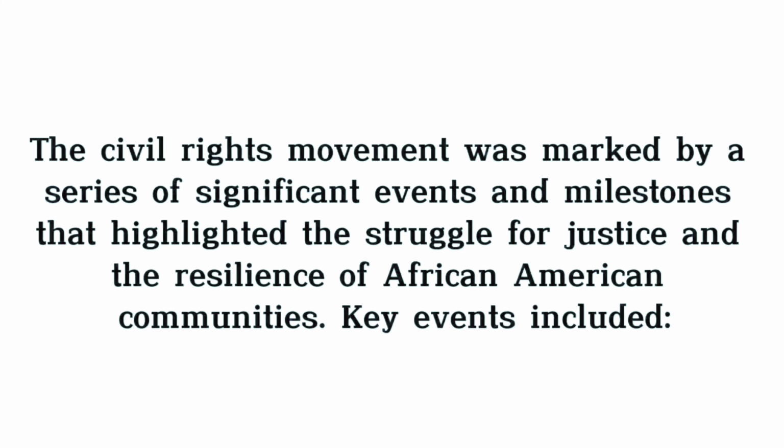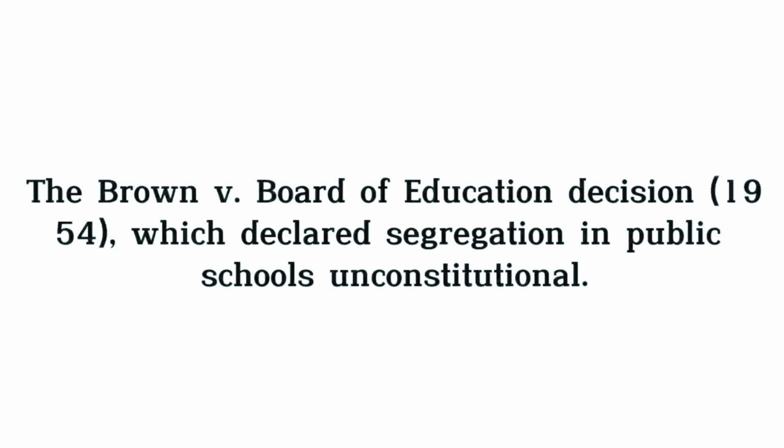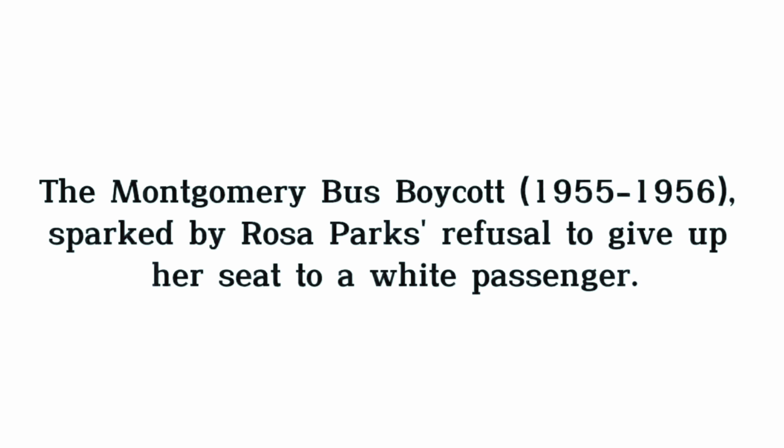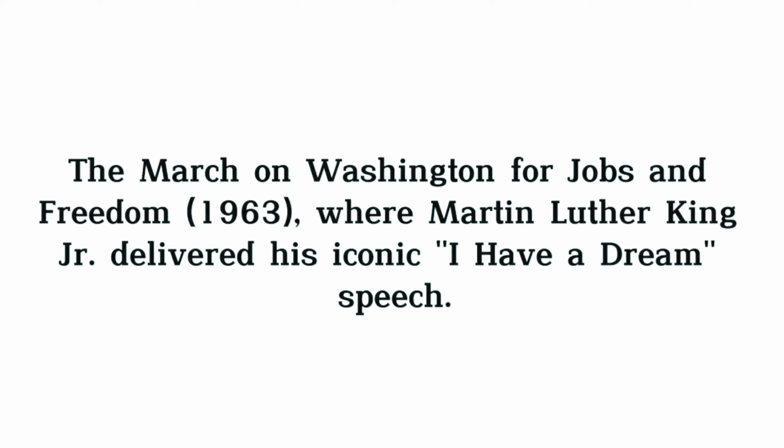The civil rights movement was marked by a series of significant events and milestones that highlighted the struggle for justice and the resilience of African American communities. Key events included the Brown v. Board of Education decision in '54, which declared segregation in public schools unconstitutional, the Montgomery bus boycott, 1955-1956, sparked by Rosa Parks' refusal to give up her seat to a white passenger, the March on Washington for Jobs and Freedom, 1963, where Martin Luther King Jr.